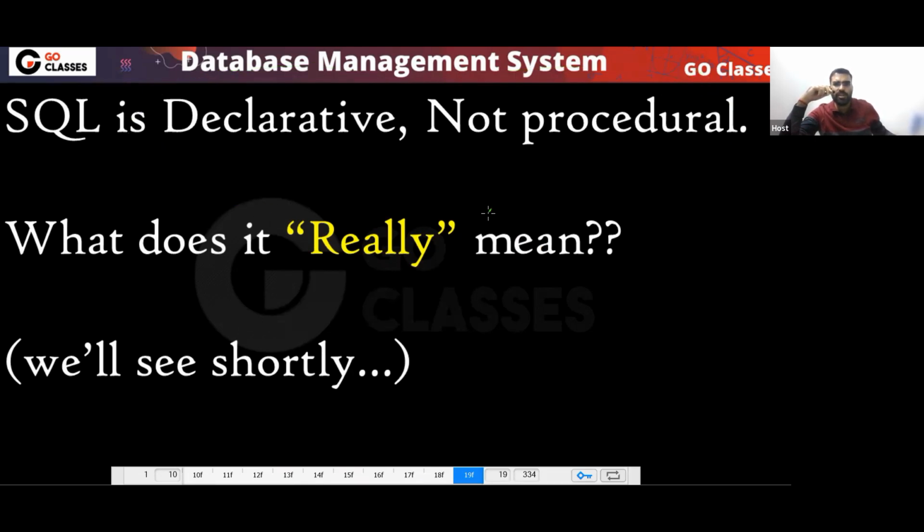Now what it really means, a very nice thing is coming. After some time I will tell you what it really means, that this is declarative and this is not procedural. That we will see after some time.